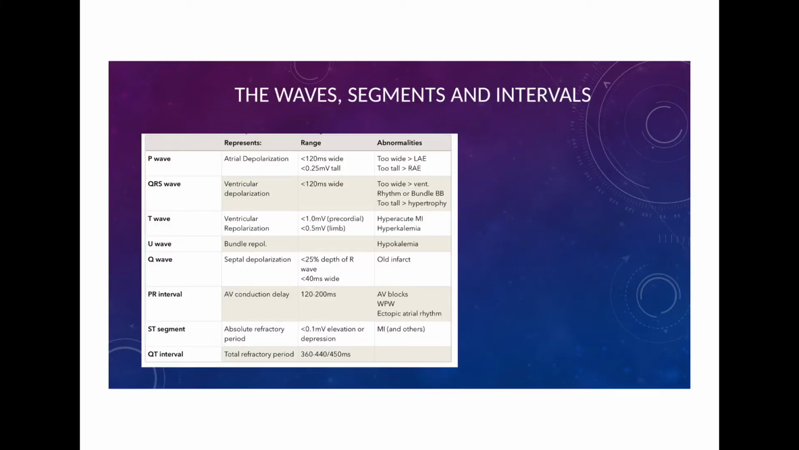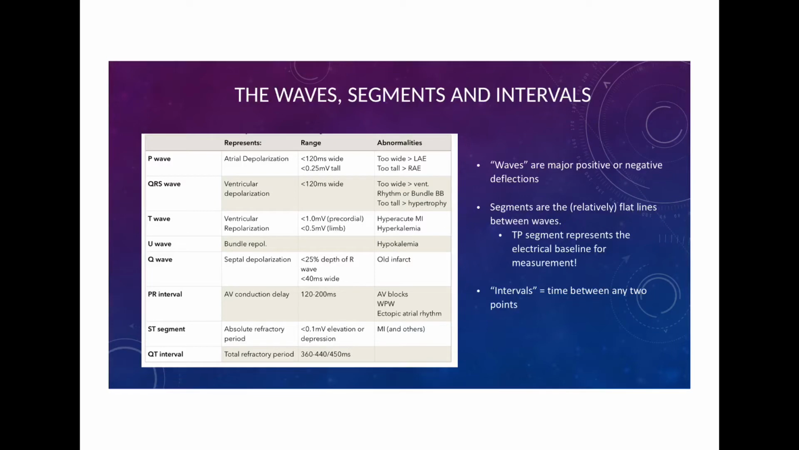Moving on to the wave segments and intervals that we commonly see on the ECG. The major ones are going to be the P wave, the QRS complex, and the T wave. Waves are just referring to the major upward or downward deflections from the baseline. P wave representing atrial depolarization. The Q, R, and S waves, collectively referred to as the QRS complex, represent ventricular depolarization, and the T wave is the ventricular repolarization.